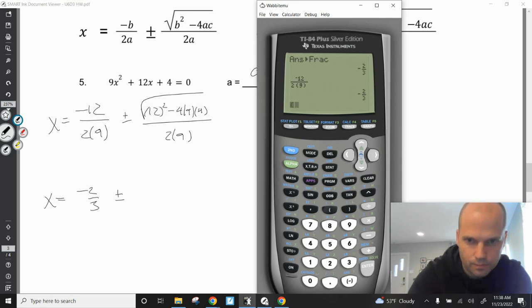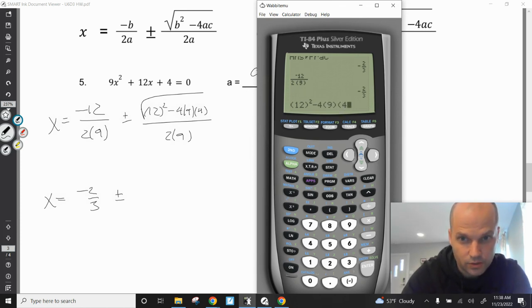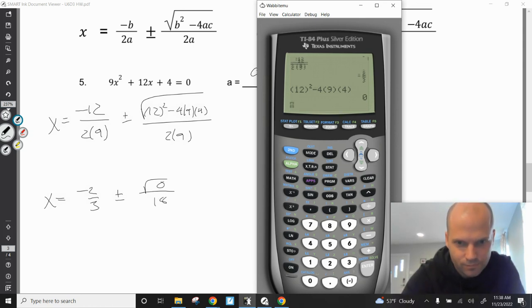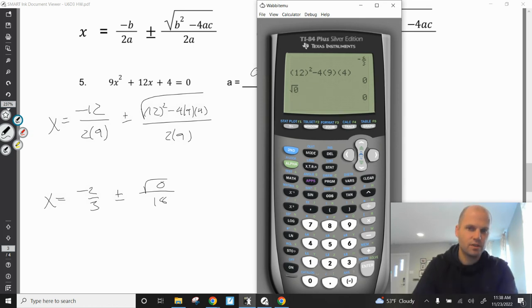Let's work inside the square root. Positive 12 squared minus 4 times a times c, making sure I'm using the correct numbers. 0. Oops. Yo, what's the square root of 0? 0, because 0 times 0 is 0.